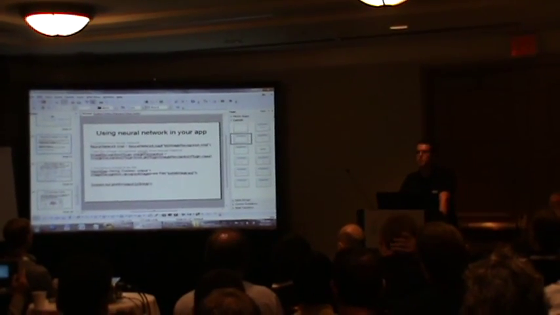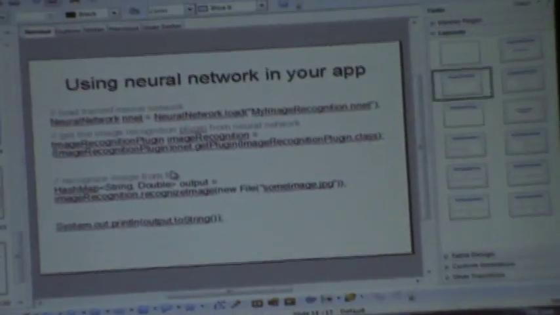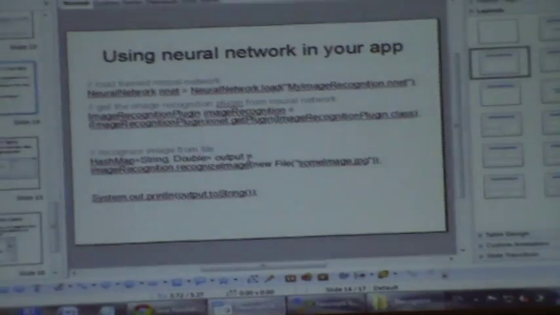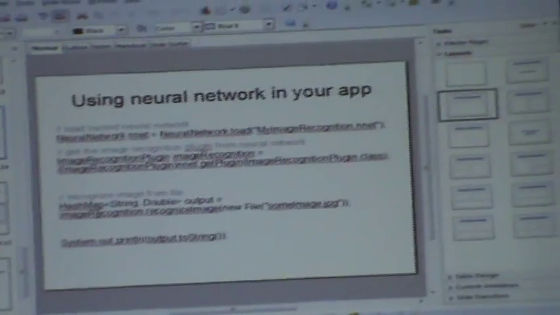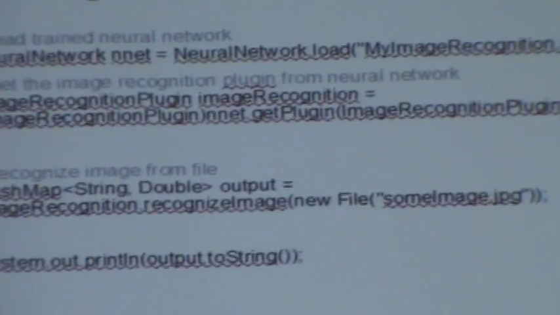Then you get the image recognition plugin from that network with a simple get plugin method, and then you call the recognize image method from that plugin. So you have only 3 lines of code to use that neural network. So this is the thing. We have an application-specific plugin that provides the interface that is required for your application. So it's a very clean approach that is easy to use by the end users.